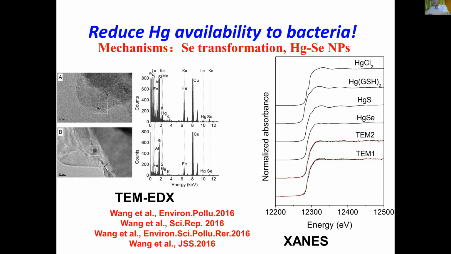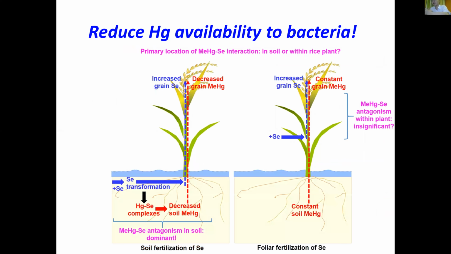And in fact, we also detected the mercury selenium nanoparticles in the soil after we added selenium into the soils. And this could be the main reason for the decreased methylmercury concentration in soils under selenium amendment. So now we can have a very short summary of the story about using selenium to reduce mercury availability in soils.